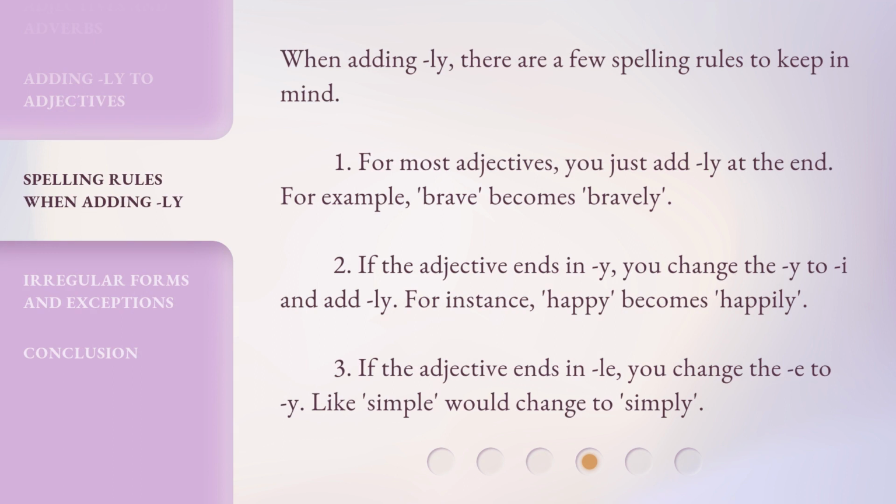When adding "ly", there are a few spelling rules to keep in mind. 1. For most adjectives, you just add "ly" at the end. For example, brave becomes bravely. 2. If the adjective ends in y, you change the y to i and add "ly". For instance, happy becomes happily. 3. If the adjective ends in le, you change the e to y. Like simple would change to simply.